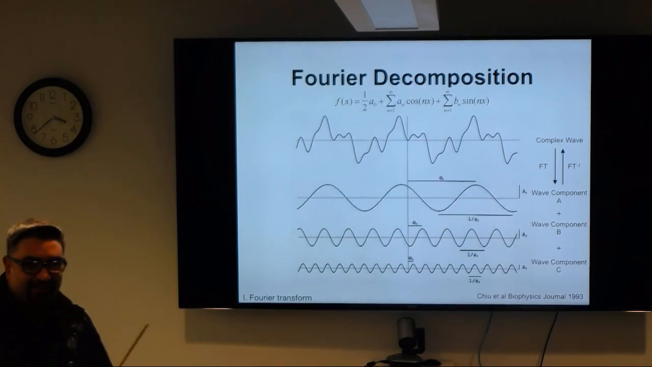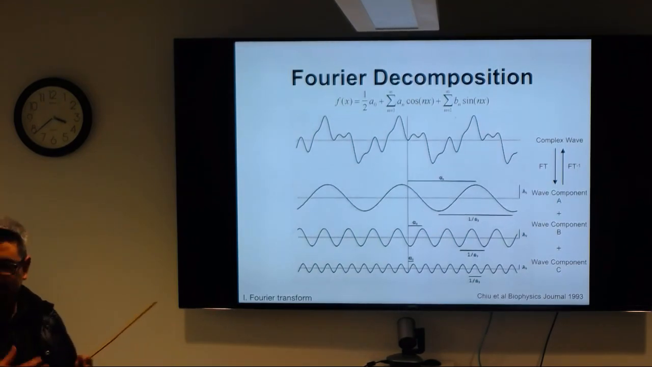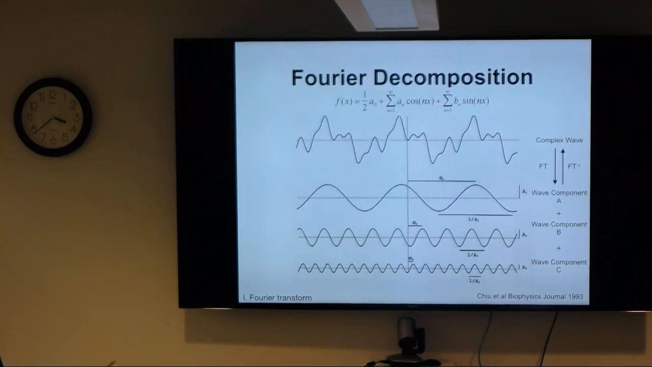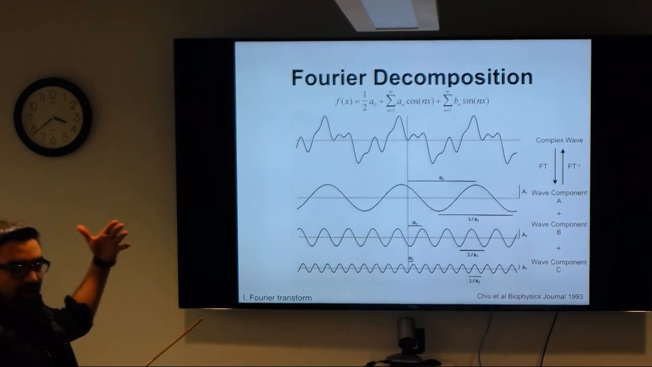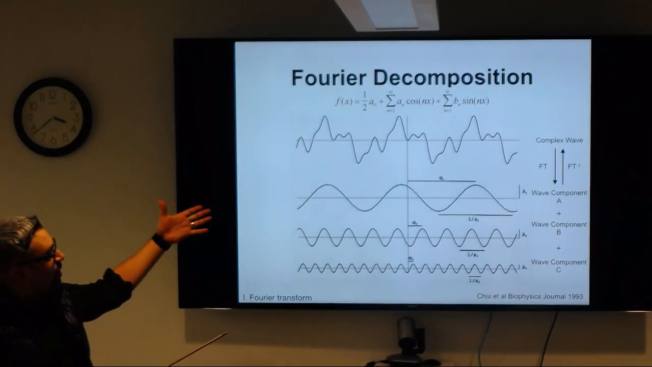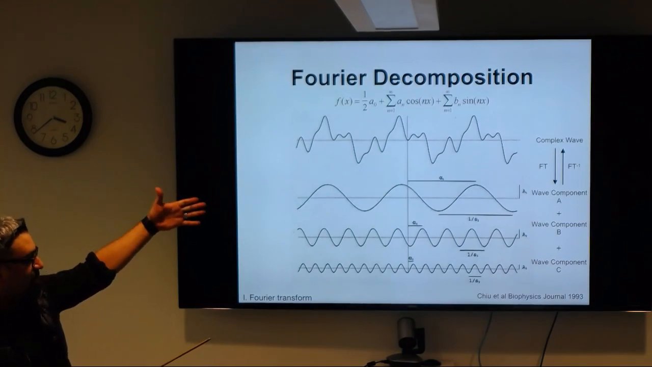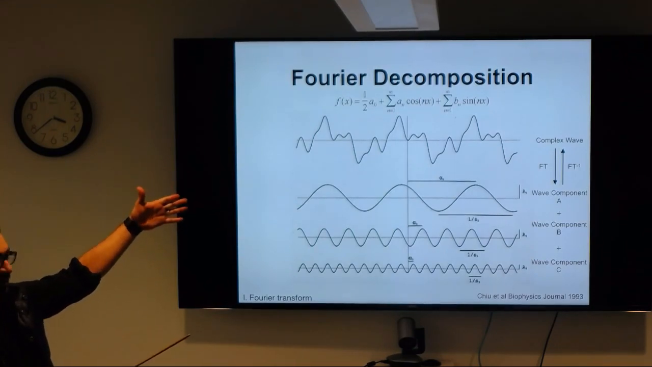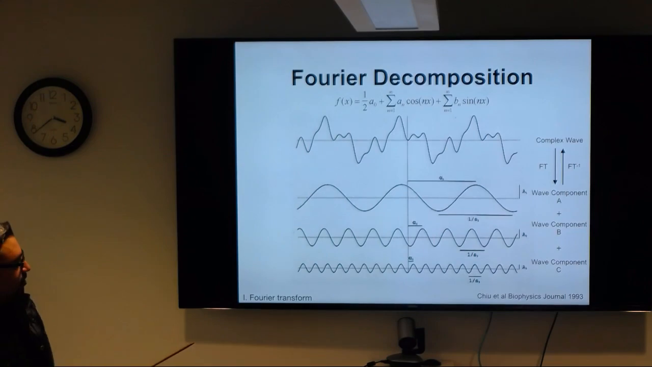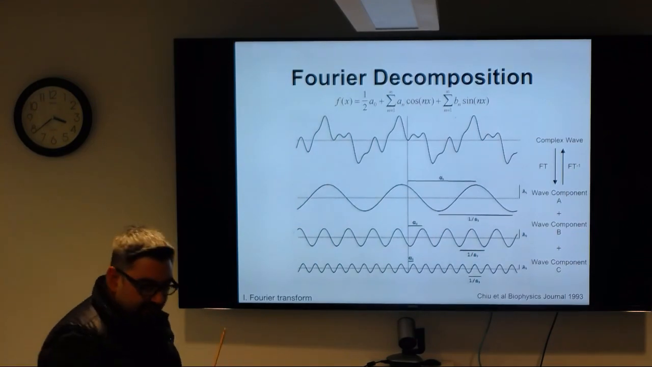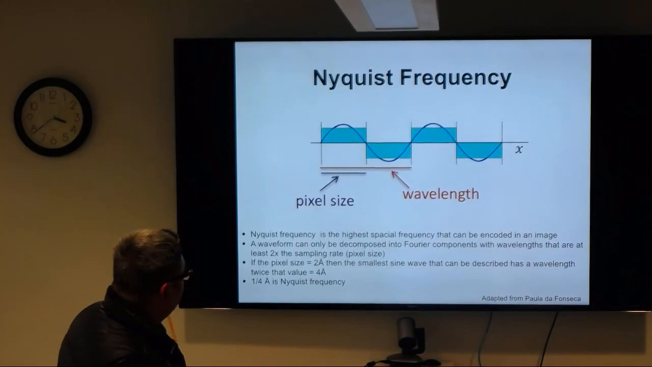Okay, so what is a Fourier transform? It could be considered a decomposition, right? So we have a complex wave. Okay, so a complex wave can be expressed into these different components. Okay, so that is important for what we're trying to do.